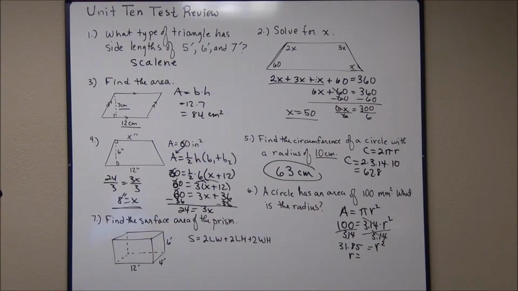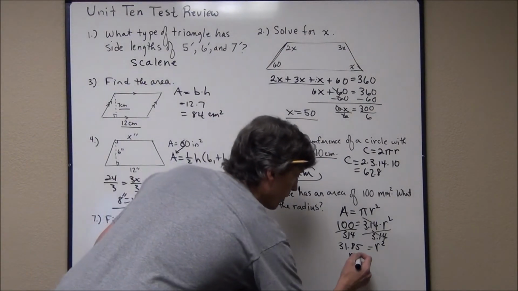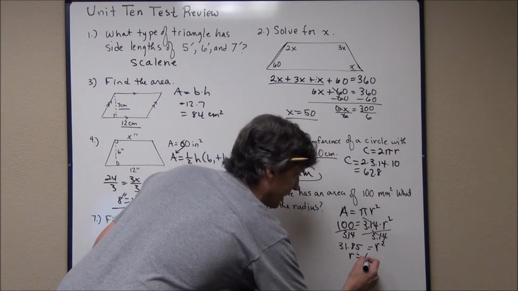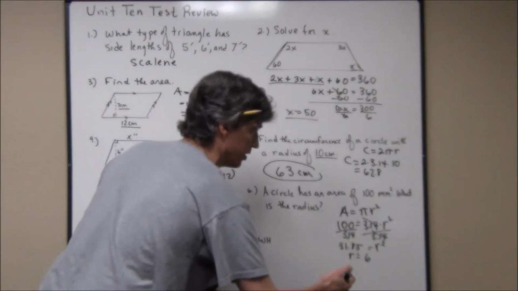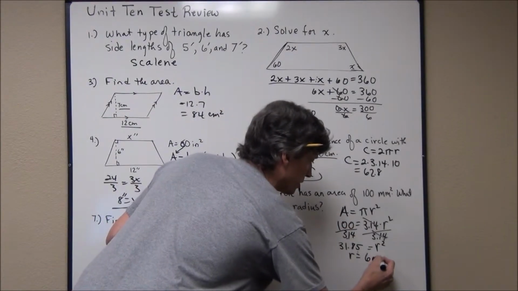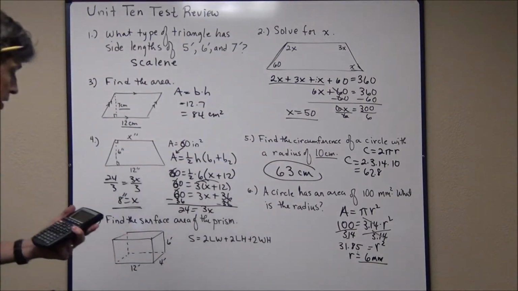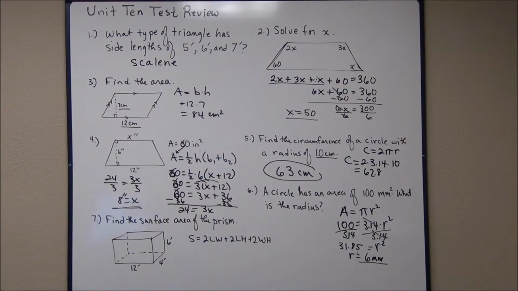So I'm going to clear that out, and the square root of 31.85 is going to give me 5.64, or I'm going to round that up to 6 to the nearest whole amount, and this would be in millimeters. Now if they ask you to round it to the nearest tenth, it would be 5.6, but traditionally they ask for the whole number.